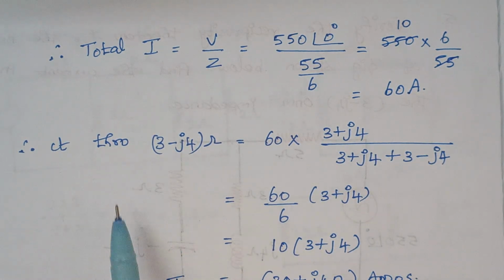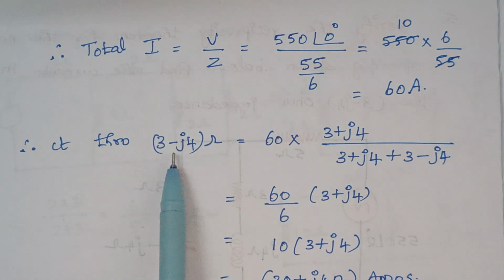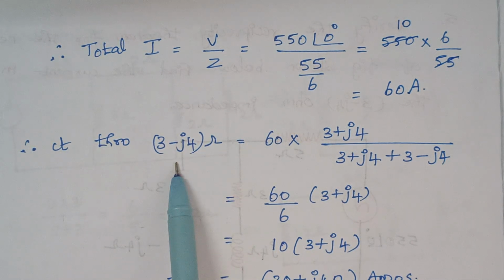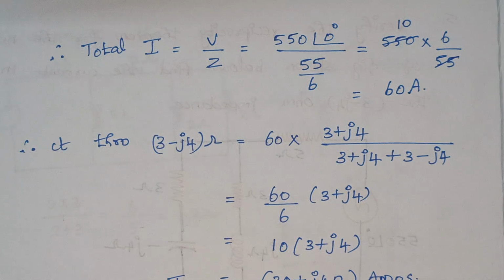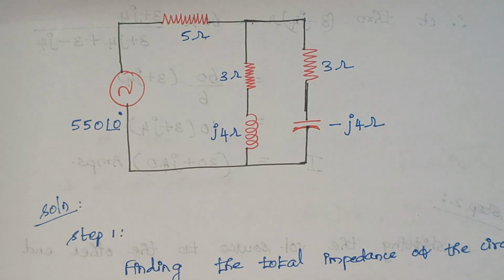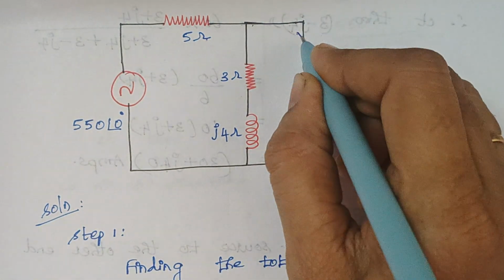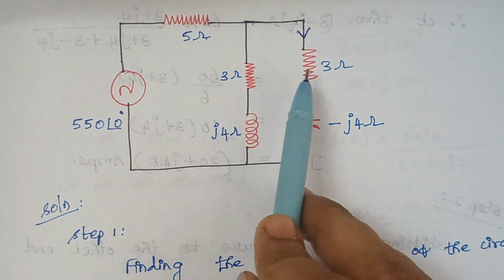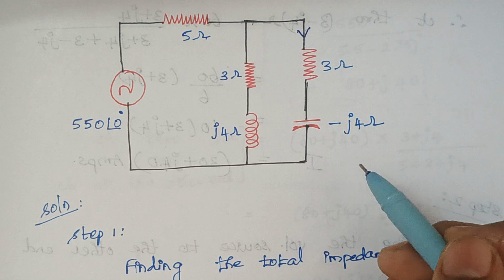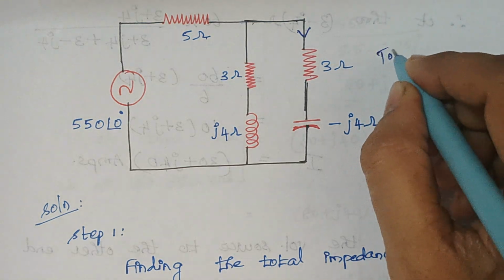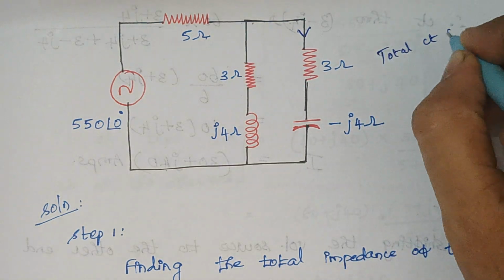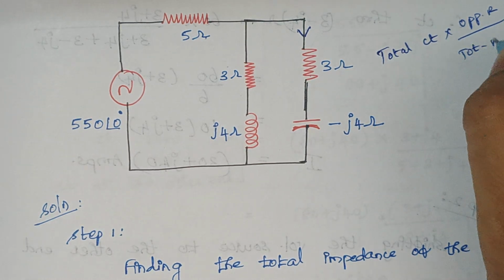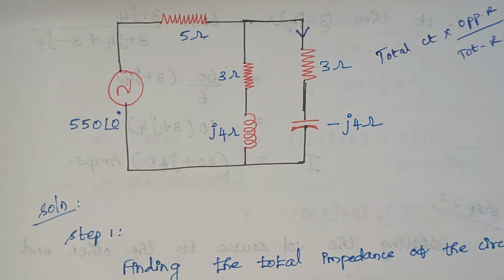And the next thing is the current through 3 minus J4 ohm, because this is the thing we are expected to find. Right. So again when you look back at the circuit, we need to calculate the current that flows through this. Here we are having two branches. So what is the current division formula? It is given by total current into opposite resistance divided by total resistance. Right. This is the formula.